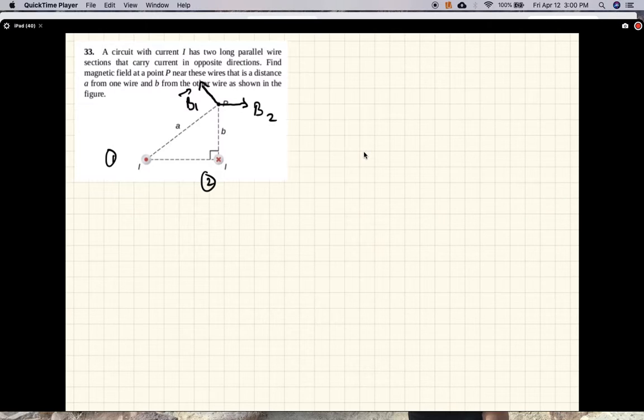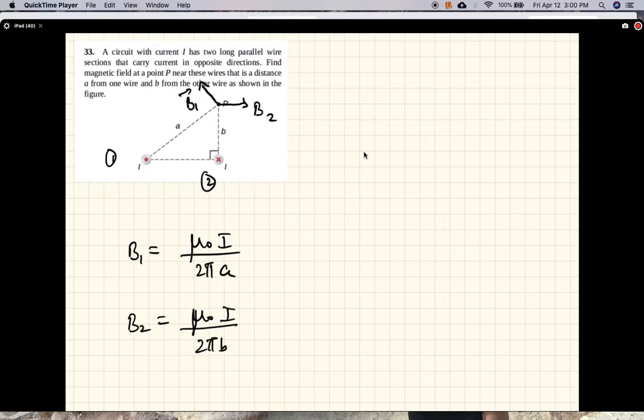Find the magnetic field at point P. Okay, so now it's a matter of adding those two vectors. All right, so let's do this. The magnitude B1 is mu naught I over 2 pi A, since the currents are the same. The magnitude B2 is mu naught I over 2 pi B.